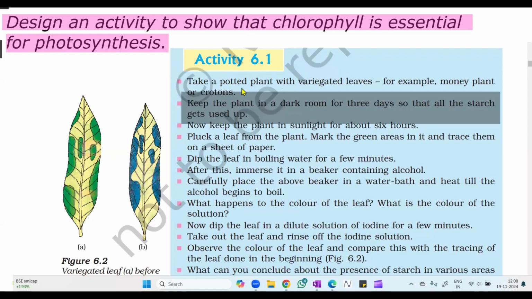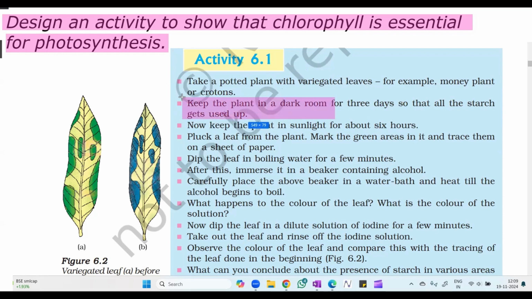What we want is that the starch which is already present in the plant is removed. As you know, plants make food in the form of glucose, but they store it for the future in the form of starch. Now we take a variegated leaf. That means it should have chlorophyll in patches, not throughout. That is croton or money plant. You can take any of them. Now we keep the plant in the sunlight so that freshly prepared starch comes to this.